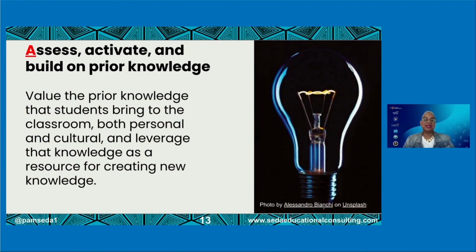Well, what we need to do is assess, activate, and build on their prior knowledge. Assess means take the time to find out what students already know. Don't assume they don't know anything. Even if it's informal knowledge, it's information that we could use for instruction. Activate means sometimes there's knowledge in their brains that hasn't been used for a while. It's a little dusty, and we need to engage students in activity to bring it to the forefront of their brains so that they can use it and it can be built on.